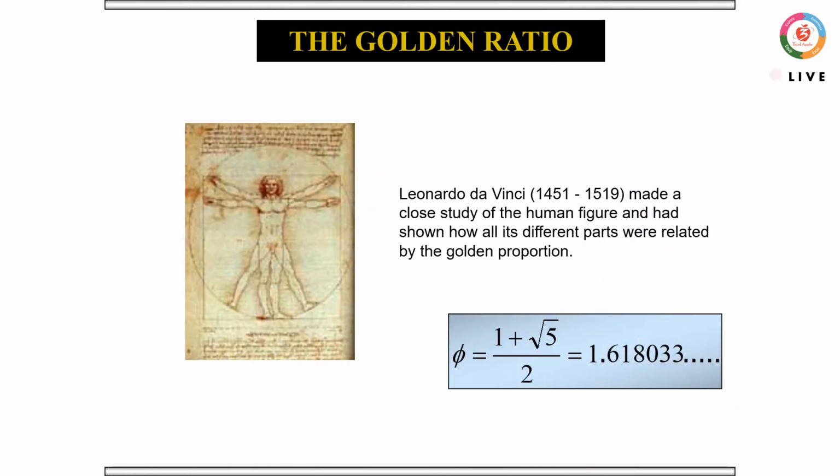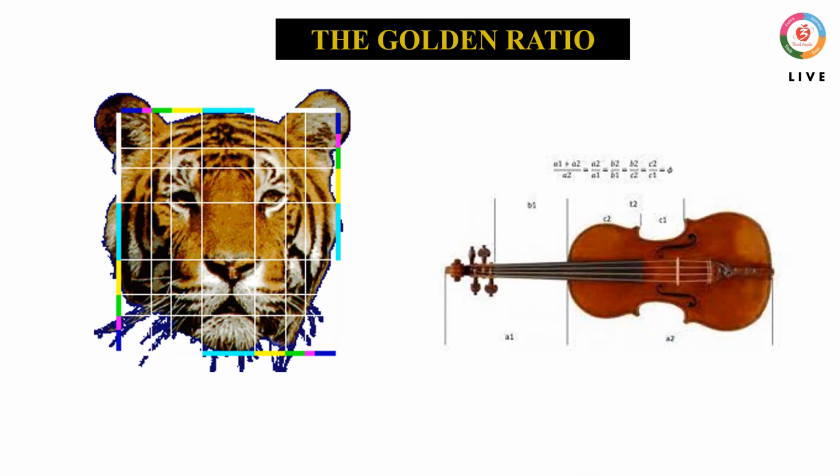That's fine. Leonardo da Vinci studied the golden ratio in the human body. Everywhere, different parts of the human body have the golden ratio. Everything is made up of the golden ratio. So that means the golden ratio inherently occurs in nature.